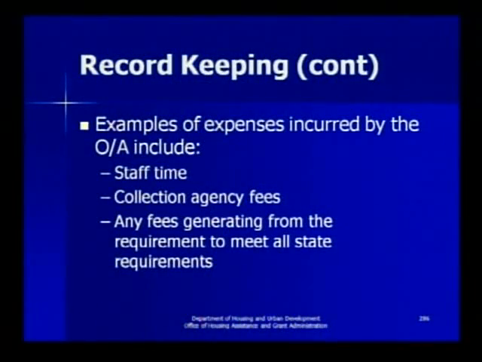Now, examples of expenses incurred by the owner agent that can be kept include staff time, the collection agency fees, or any fees from state requirements that you are required to meet. So that takes care of the underreporting of income and repayment agreements. And at this time, we're going to show a short little skit on underreported income.